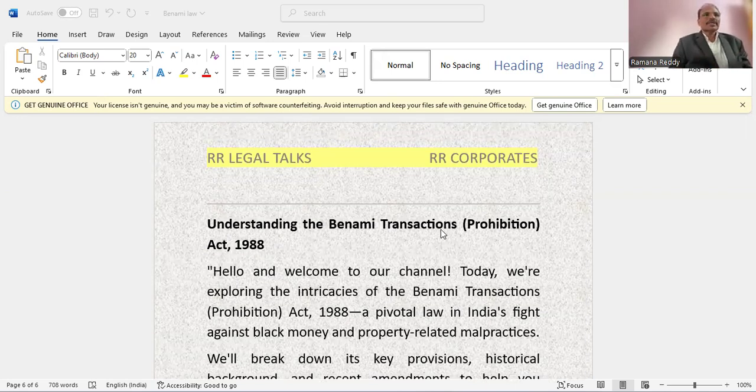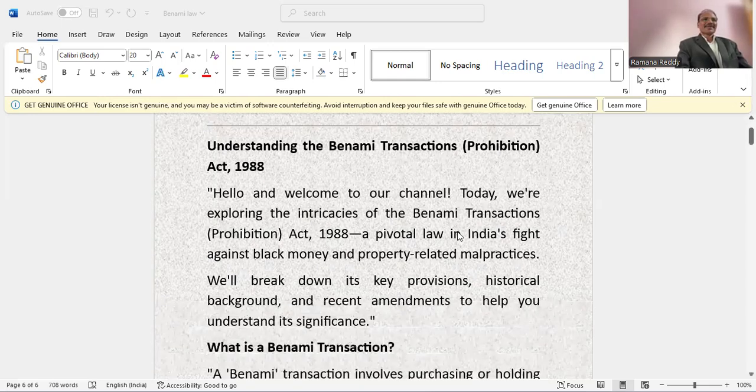Today we are exploring the intricacies of the Benami Transactions Prohibition Act 1988, a pivotal law in India's fight against black money and property-related malpractices. We'll break down its key provisions, historical background, and recent amendments to help you understand its significance.